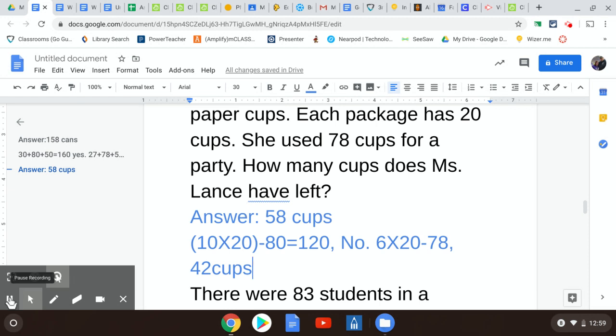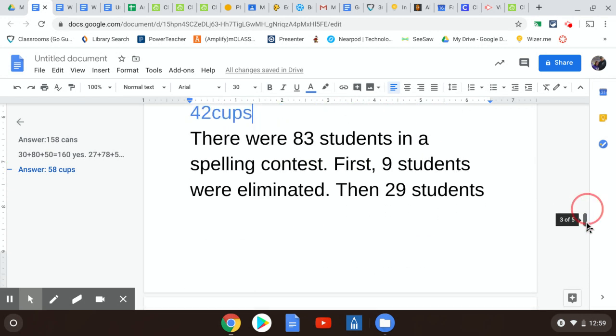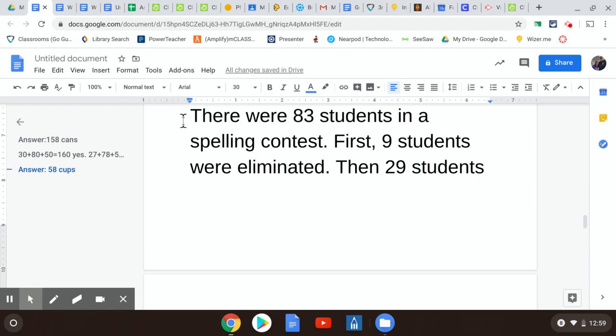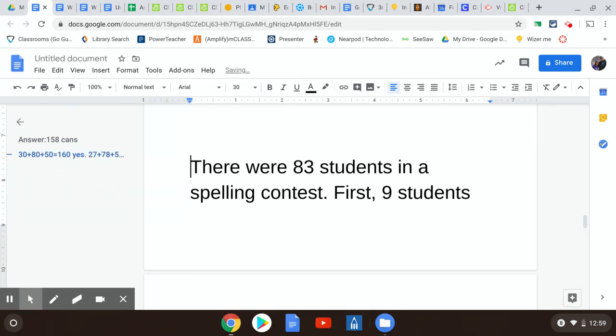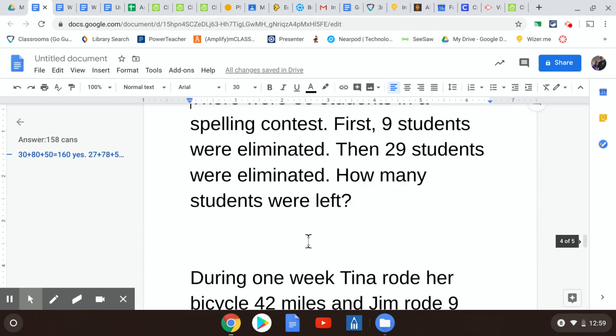Okay, if you're on page 418, we're just going to keep working on this same concept. So, there are 83 students in a spelling contest. The first 9 students were eliminated. Then 29 students were eliminated. How many students were left?